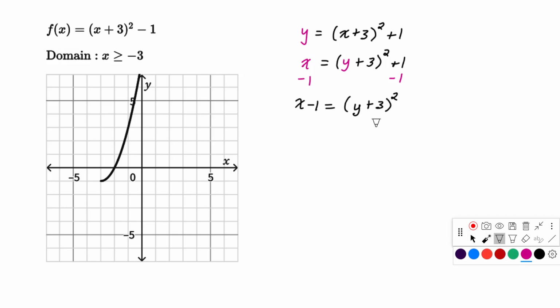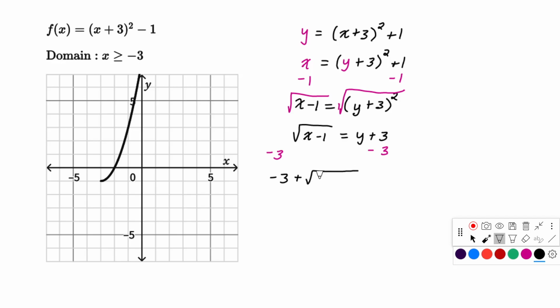The inverse of squaring something is to find its square root. So I'm going to take the square root of both sides, which gives us the square root of x minus 1 is equal to y plus 3. And finally, to isolate the y, I'm going to do the inverse of plus 3, which is minus 3. And I will have negative 3 plus the square root of x minus 1 equals, again, I'm going to use that inverse notation.